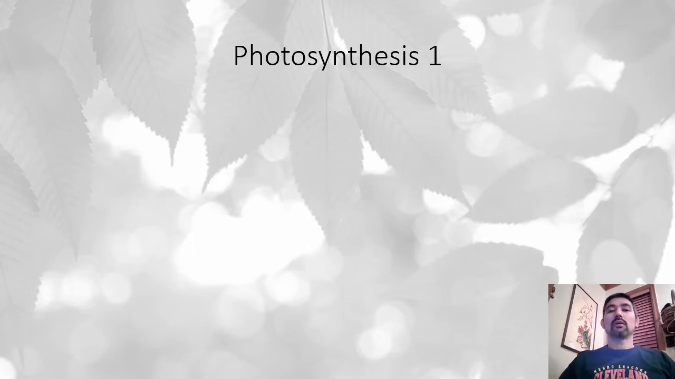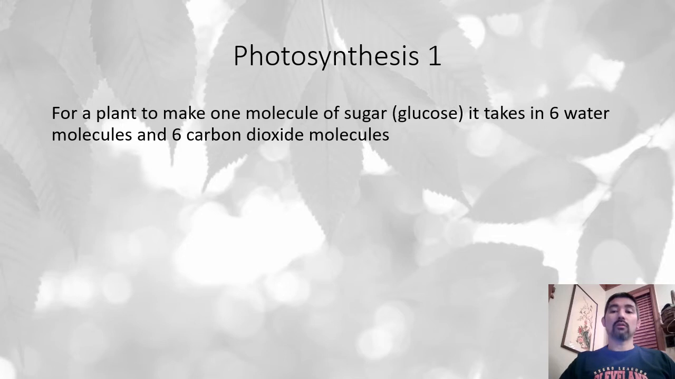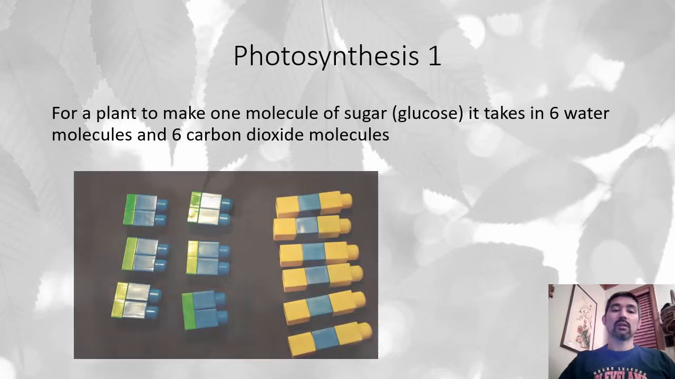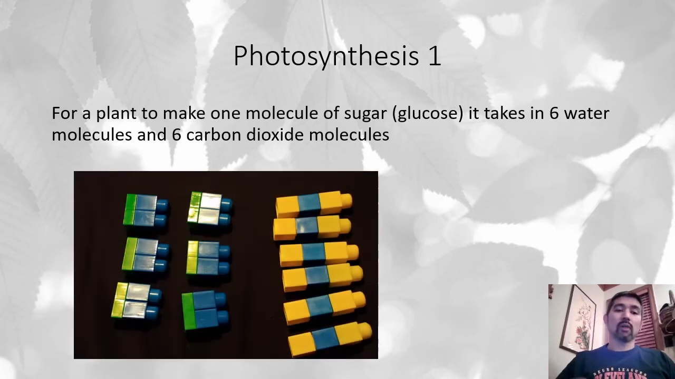So to begin, in order for a plant to make one molecule of glucose or sugar, it takes 6 water molecules and 6 carbon dioxide molecules. I built some little models of carbon dioxide and water here for you to see. On the left with green and blue, that would be carbon dioxide, the green being carbon and the blue being oxygen, right? So we have 1 carbon and 2 blues, CO2. And then on the right, we've got 6 water molecules, the yellow being the hydrogen and the blue being oxygen, right? H2O, 2 hydrogens, 1 oxygen.